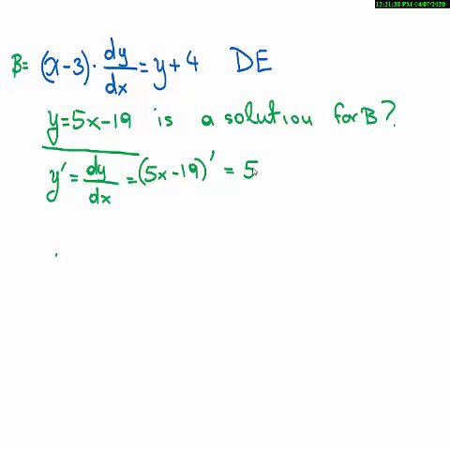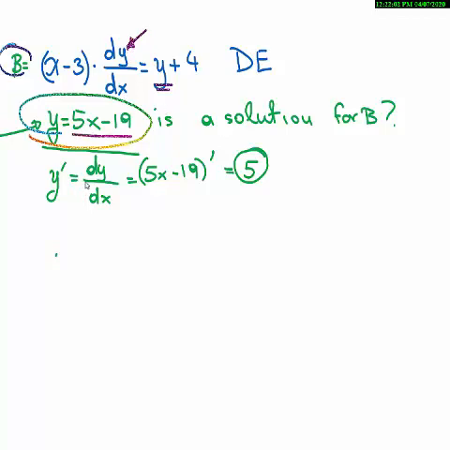Just 5. Okay, good. So if this function right here is a solution for B, then this means that if I replace the y right here, wherever you have a y here, with this, then the left side is going to be equal to the right side, because this is what defines an equation, correct?